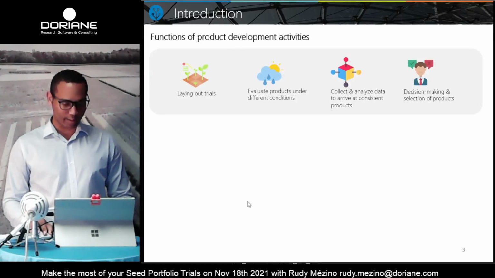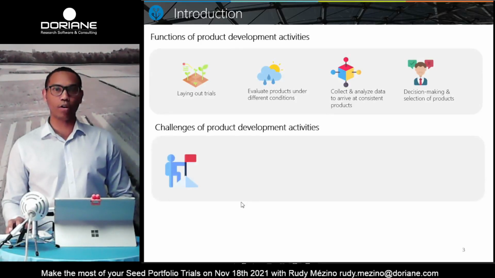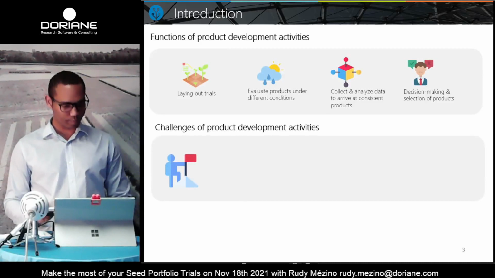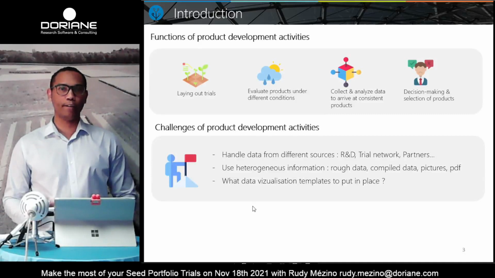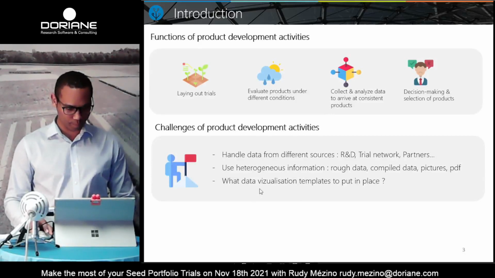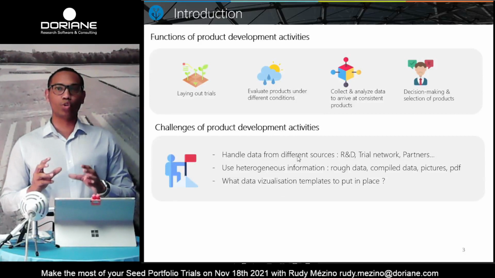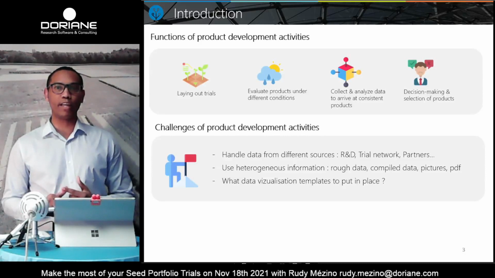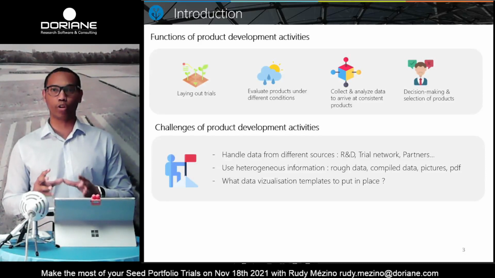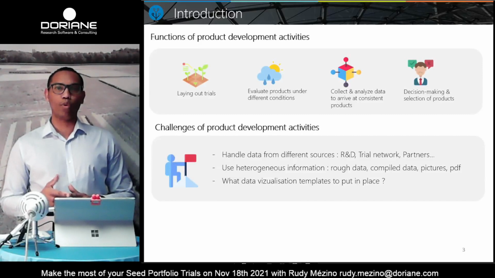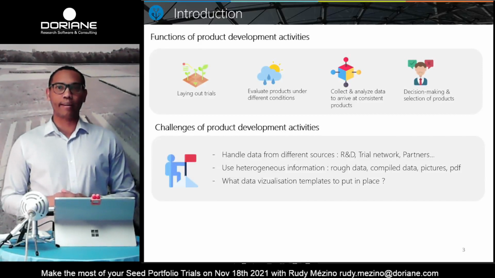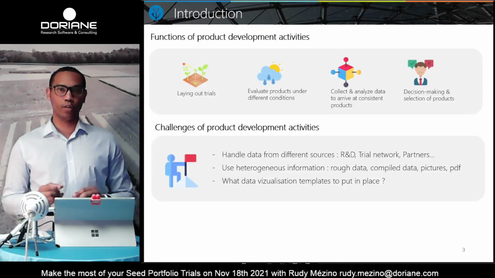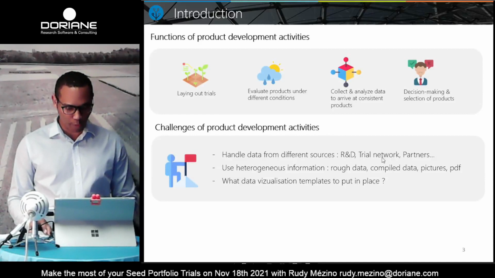To be able to do that, there are multiple challenges for product development teams. Here are a few of them. So this is a collaborative work. So how to handle efficiently information from different sources? Breeding team information on the traits and performance of material to promote. Trial network with your own material and competitor materials. Information from farmers, partners. So this is the first point.